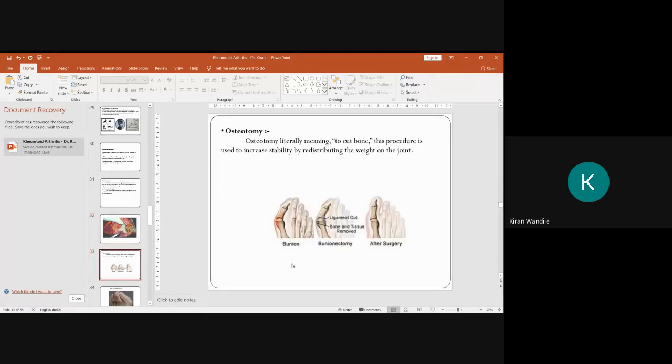You can perform various osteotomies. Osteotomy means surgical division of the bone. This increases the stability by redistributing the weight on the joint. So you can see the toe picture where there is a bunion formation due to the hallux valgus deformity, and the protruded bone, that is the bunion, is cut and then it is aligned.